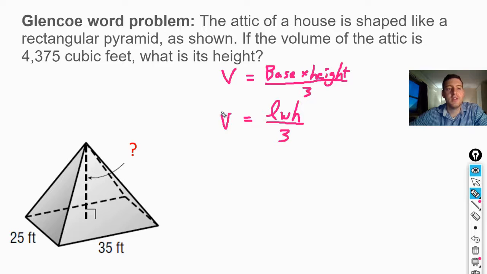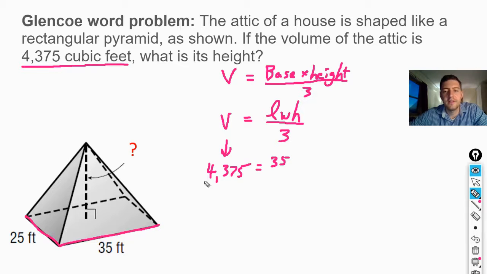So we know that the volume is 4,375 cubic feet. Let's plug that number in for V here. The length is 35. The width is 25. You could also call this the width and this the length. It doesn't really matter. Okay, so 35 times 25, and then times the height, which is what we're looking for, so we'll just put an H there, divided by 3.